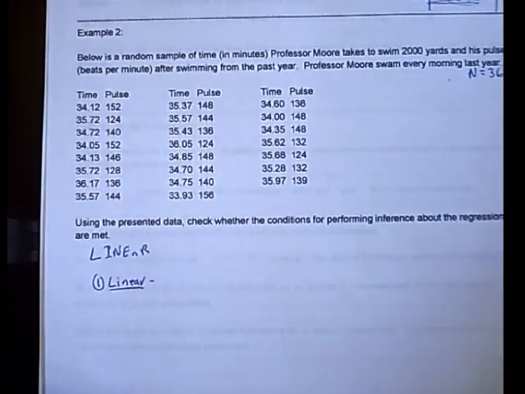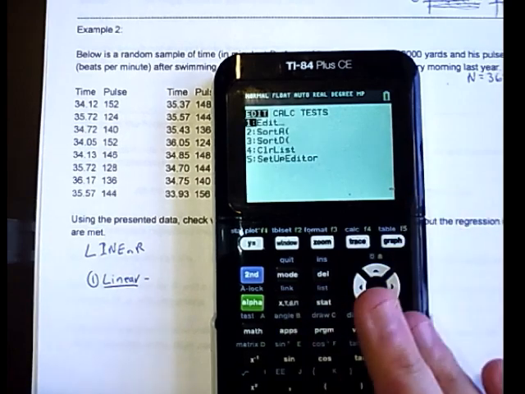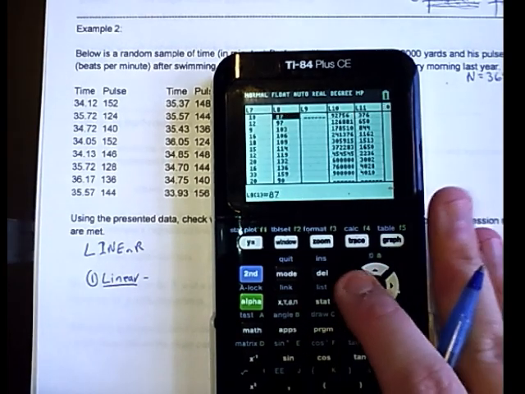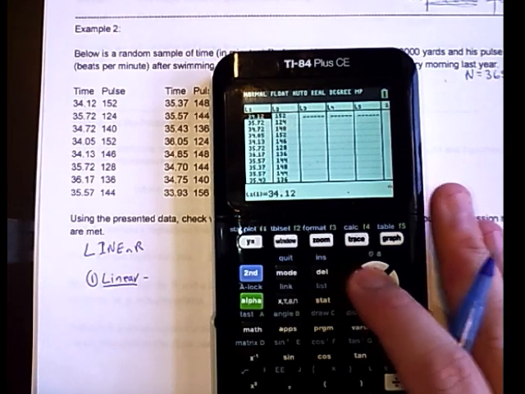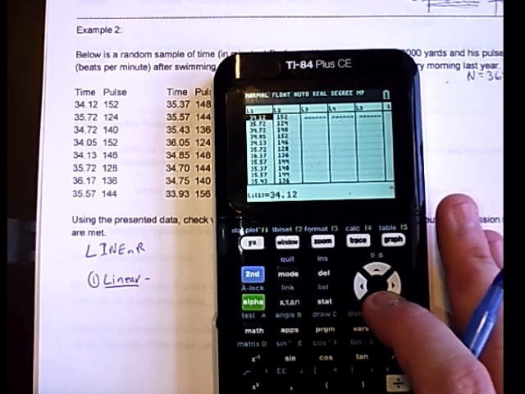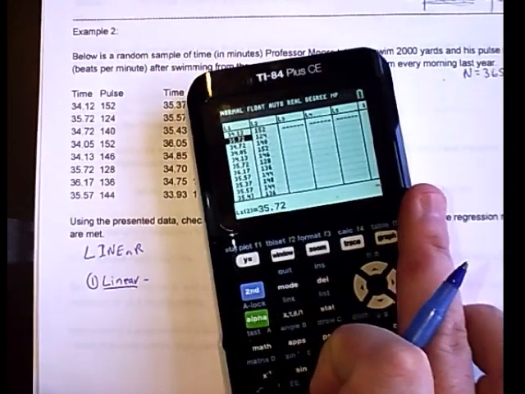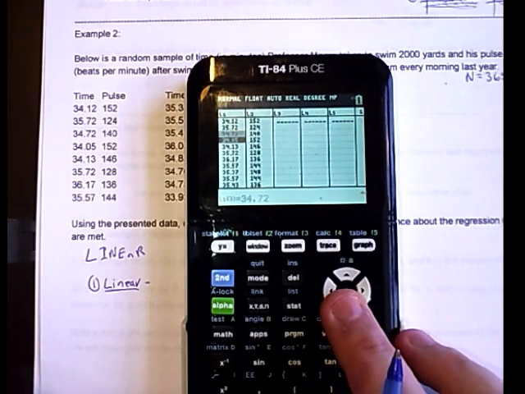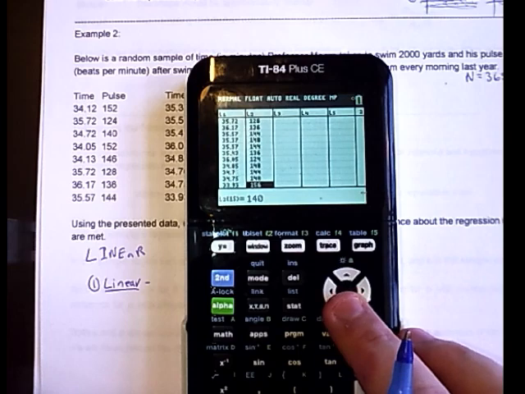Before we actually started this lesson, I put this data into list 1 and list 2. However many points there are here, I think it's 23. Yeah, there's 23 data points. I put his times in L1, and I put his pulse rates in L2.